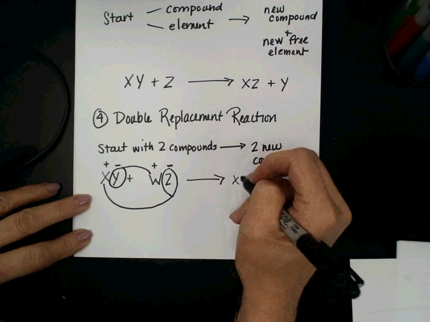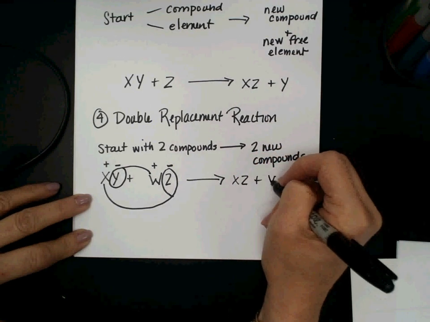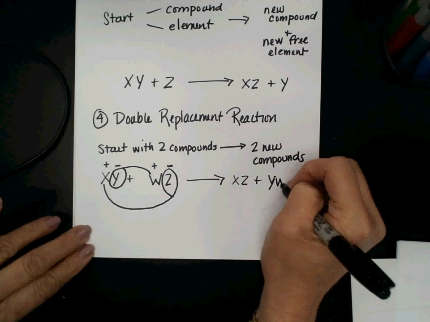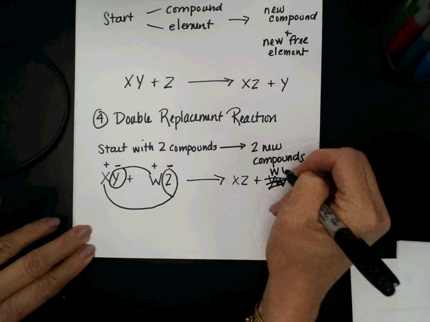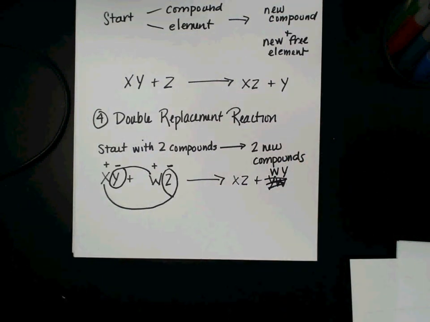So I would have XZ plus Y, oops, I wrote that backwards, WY on this side. Got to write my cation first. Positive always comes first.